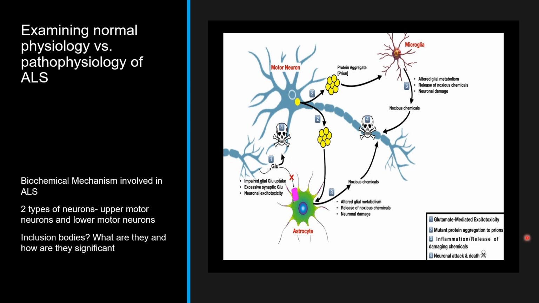Looking at the diagram here, we have a motor neuron that is in blue, like I said, which is the postsynaptic neuron.